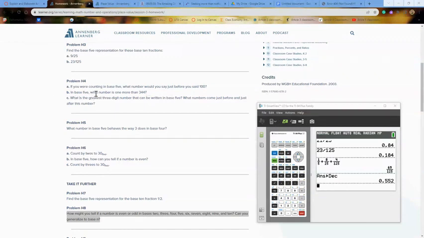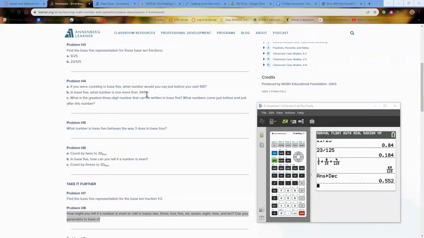So in base 5, what number is one more than 344? And I would say it's 345 because that's the ending before you restart your counting. So after that, you would be at 350.